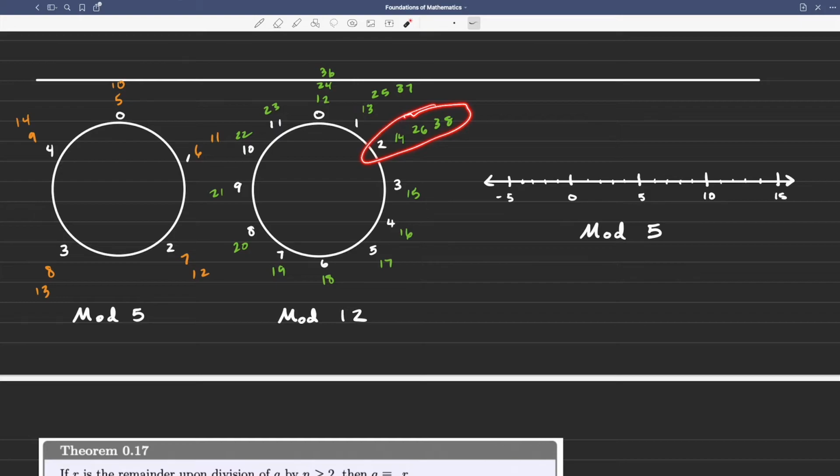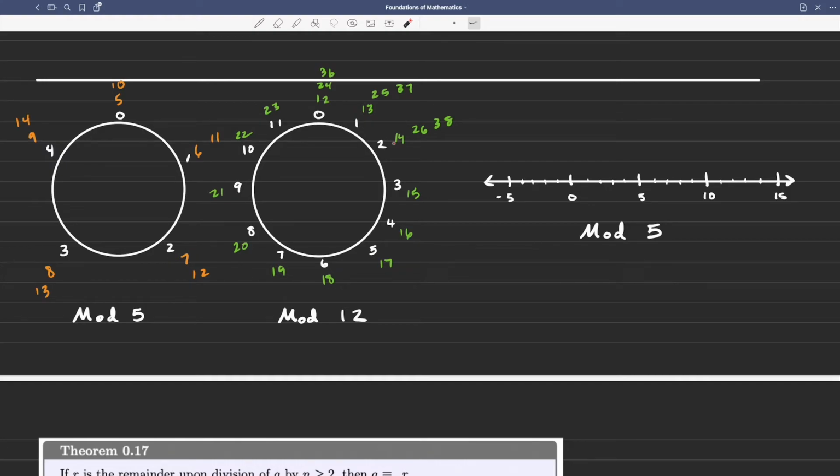So the numbers that I have circled right now are all congruent to each other modulo 12, because if you take any two of them and subtract, the difference is a multiple of 12. For example, 38 minus 14, the difference is 24. That's a multiple of 12.